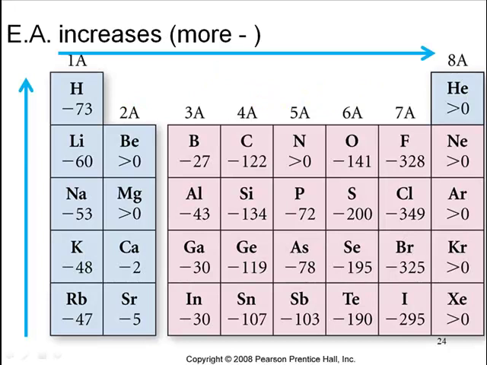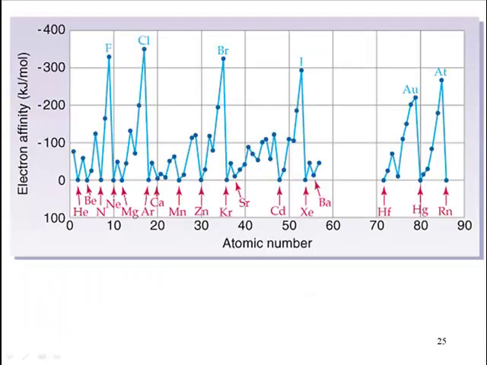So if we look here, this is called the electron affinity. As you go across the periodic table, you can see that electron affinity increases. It becomes more negative as you go across in general. And as you go up, it becomes more negative in general. You've got some unique things happening here. Here's the general pattern of electron affinity.